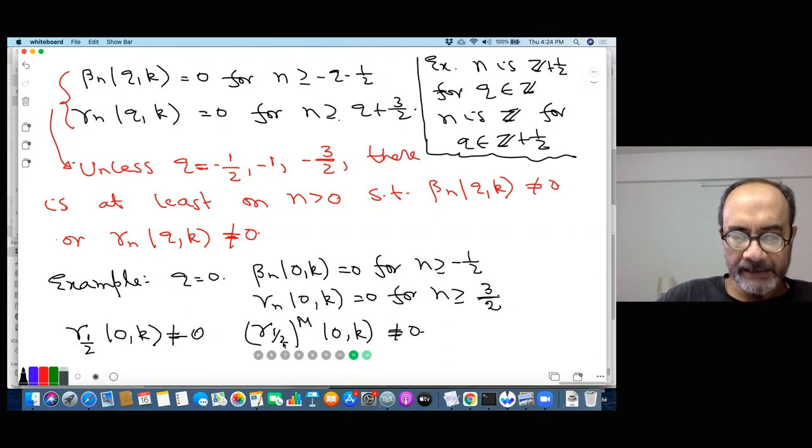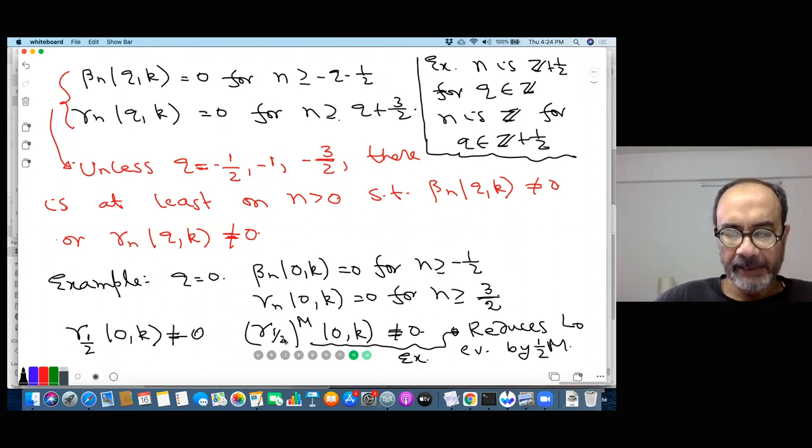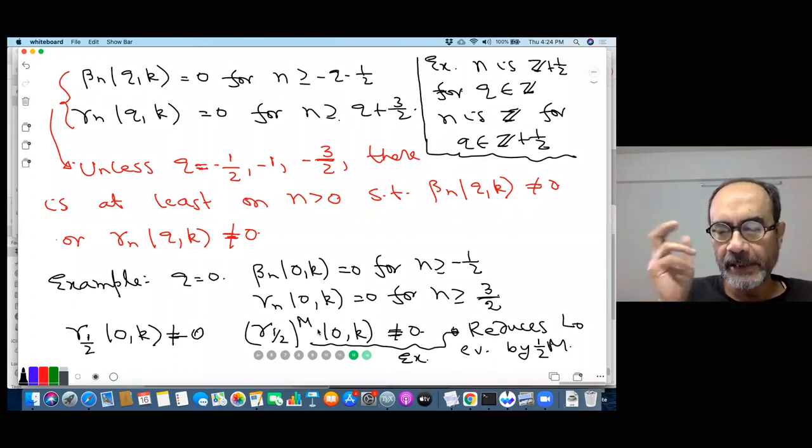Okay. But what it does, the application of gamma half to the m, again, this I'll leave as an exercise. This one reduces L0 eigenvalue by, sorry, by half m. Each application of gamma half essentially takes L0 to L0 minus half. Of course, you cannot apply a single gamma half because that will destroy the GSO projection. But you can apply it in pairs. And if you apply m times, you reduce the L0 eigenvalue by half m.